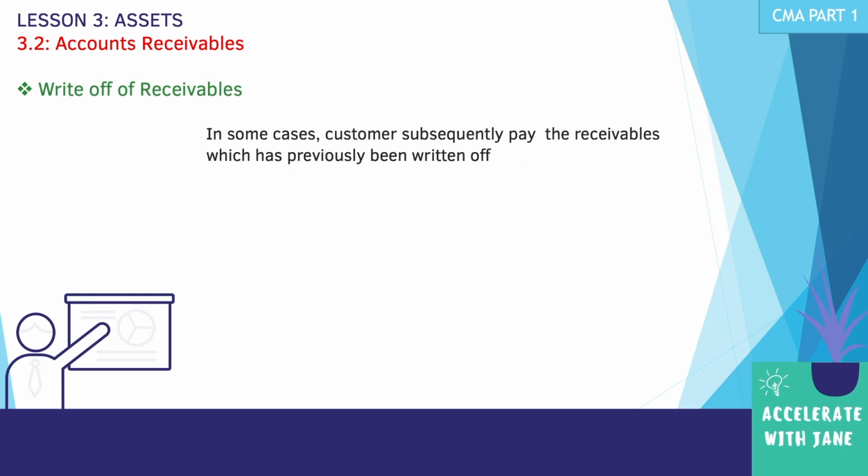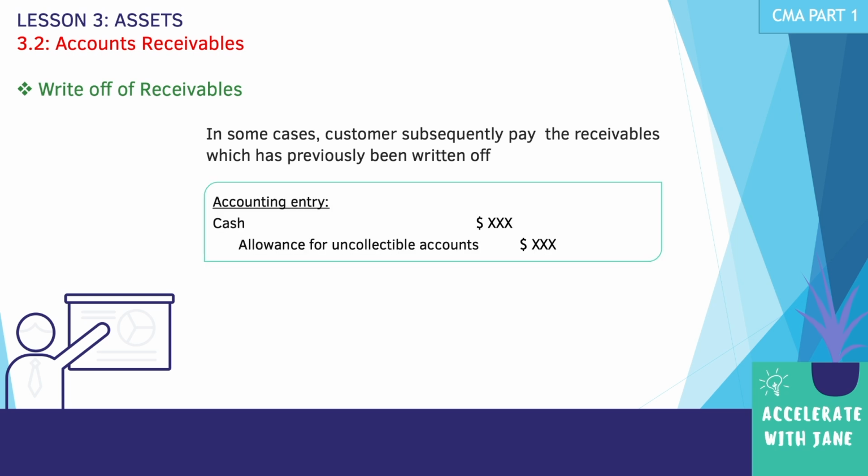In some cases, customers subsequently pay the receivables which have previously been written off. These are rare cases where the company does not collect for a long time from its customers and hence writes off such receivable, but then a customer subsequently pays. The journal entry to record this is to debit cash and credit allowance for uncollectible accounts. So there is no effect on bad debt expense. As you can see here, there's no entry to record bad debt expense.